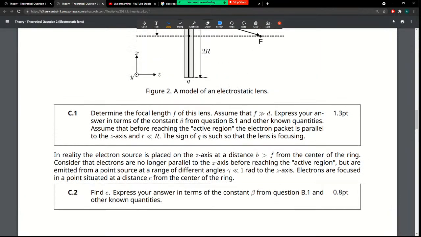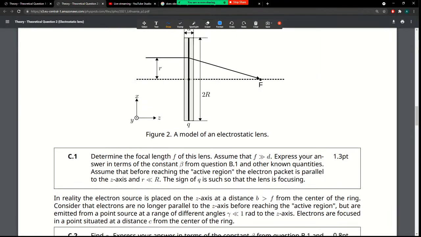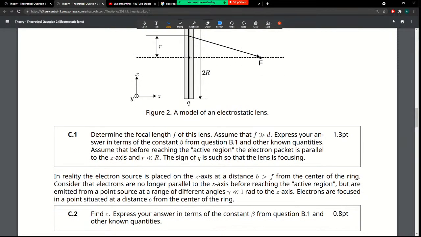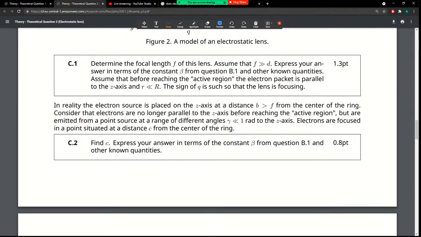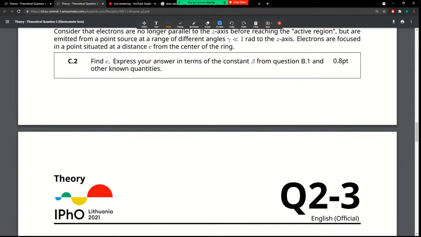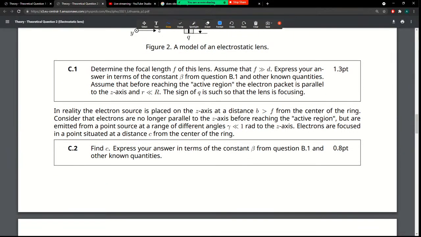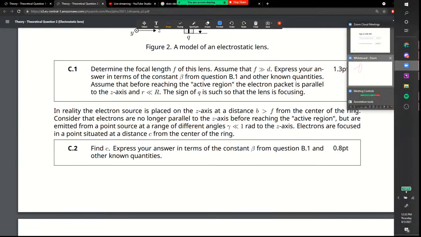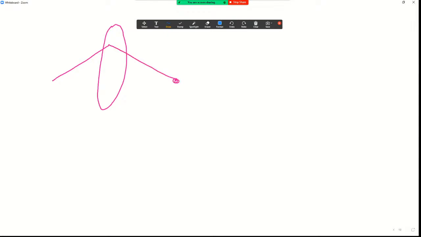Okay, so here we don't have parallel rays, and emit from a source like this. We have this lens, and the distance is B and C. This is B, this is C.